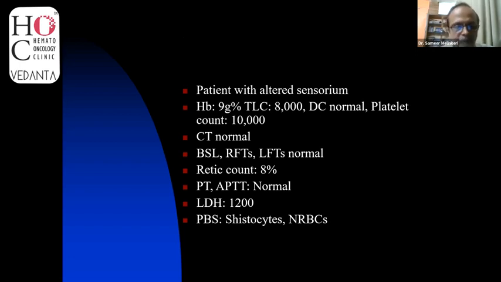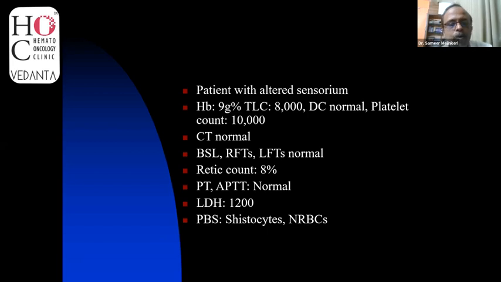He has a hemoglobin of 9 grams, a WBC count of 8,000, and a platelet count of 10,000. Okay, so when you think of a patient who comes with altered sensorium and has a very low platelet count, the first thing you think of is that the patient could be having an intracranial bleed, and therefore you do the patient's CT, and the CT turns out to be normal.